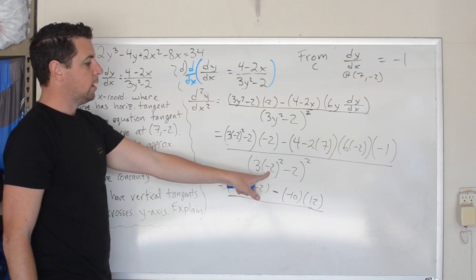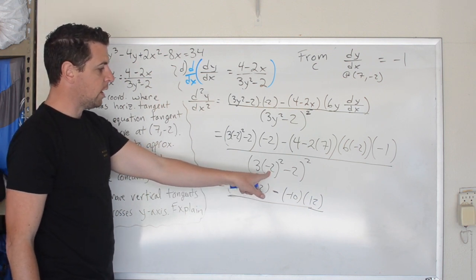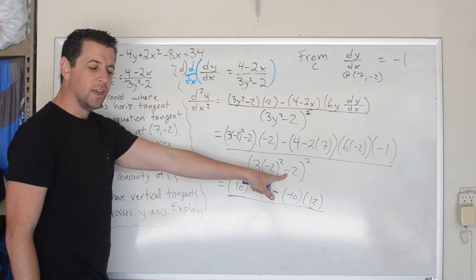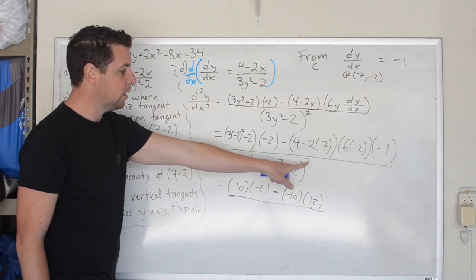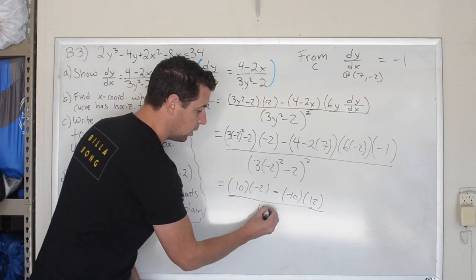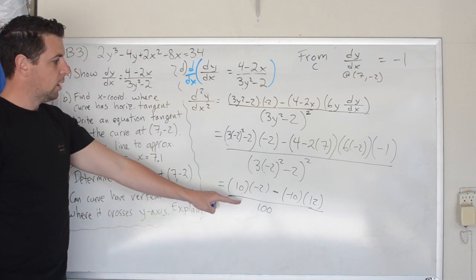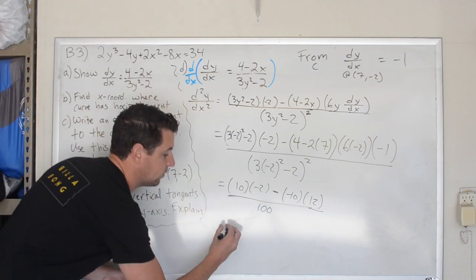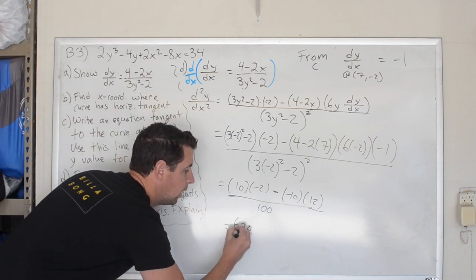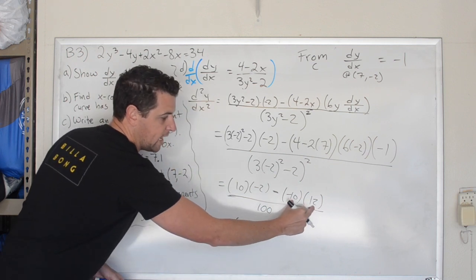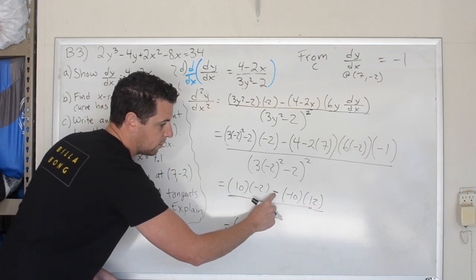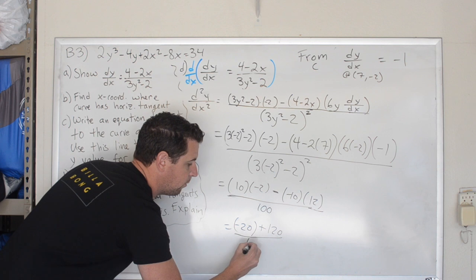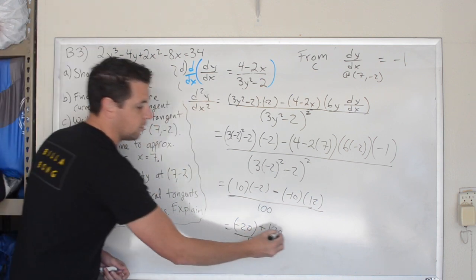Divided by -2 squared is 4. 4 times 3 is 12. 12 minus 2 is 10. And 10 squared is 100. So now I just want to simplify this. 10 times -2 is going to be -20. And then -10 times 12 is -120. But I have a negative out front, so that's going to be positive 120. All divided by 100. I'm going to kind of try to squeeze this in here.